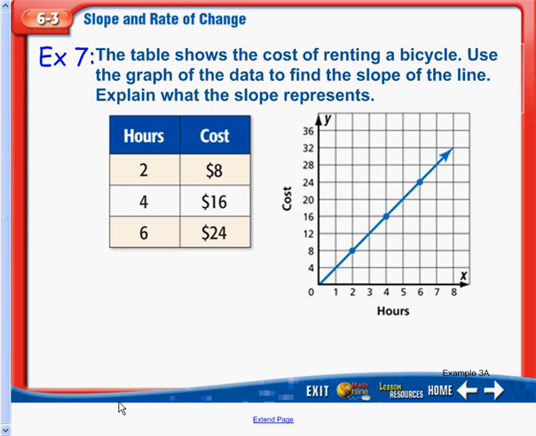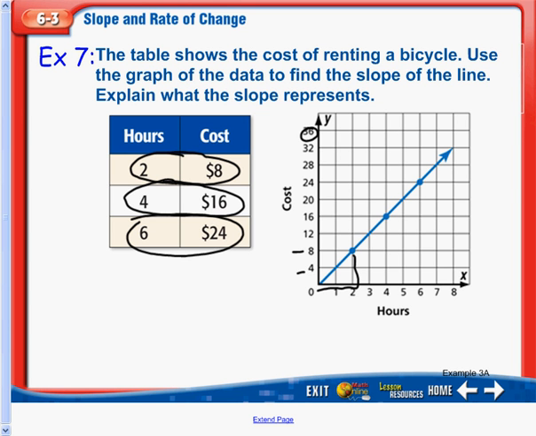Example 7, the table shows the cost of renting a bicycle. Use the graph of the data to find the slope of the line and explain what the slope represents. So I have here, again, they give us the points. We should be able to graph these points on our own if we have (2, 8), (4, 16), and (6, 24). So we can find the points here. We've got 2 over, up 8, and this is actually going by 4s, which if you actually have to graph on your own paper, I would recommend doing it that way, as you're not going to fit 36 points on your graph.